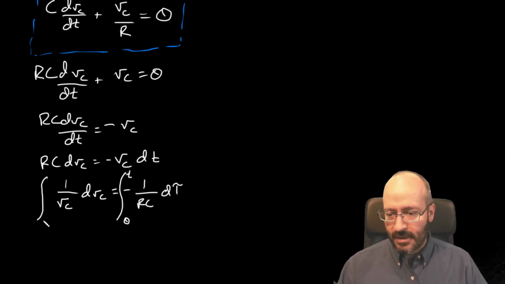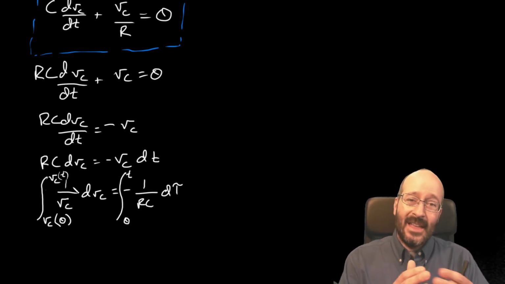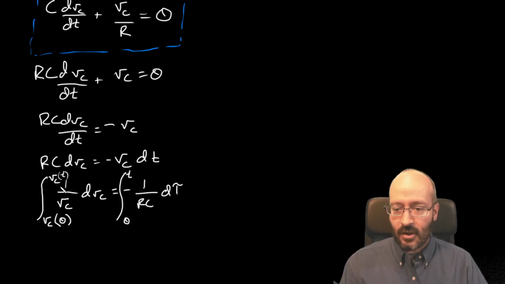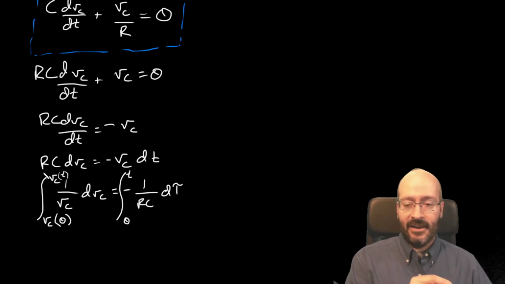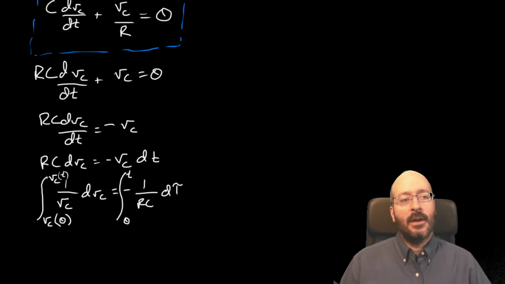So this one's going to be the voltage across the capacitor at t equals 0, and this one's going to be the voltage across the capacitor at t seconds. Okay, and those are the integrations we have to do. We have to do both of those integrations and then solve for Vc of t, because that's ultimately what we're trying to find, an expression for this variable right there.